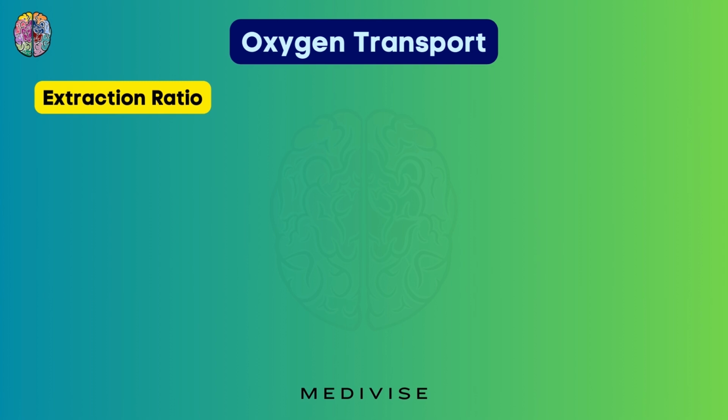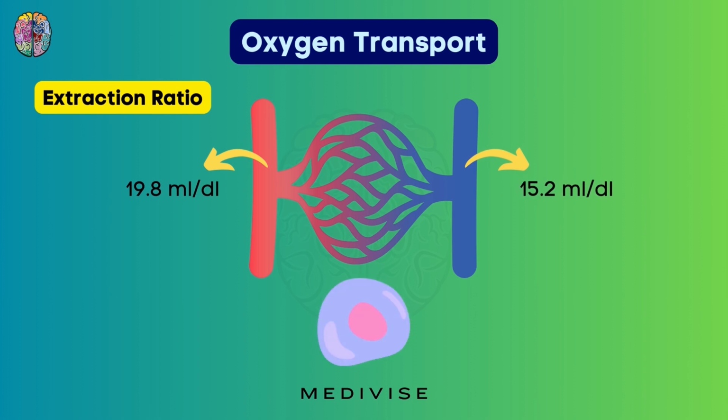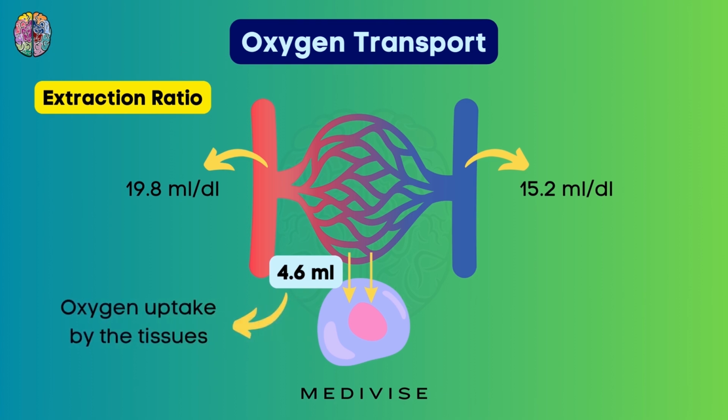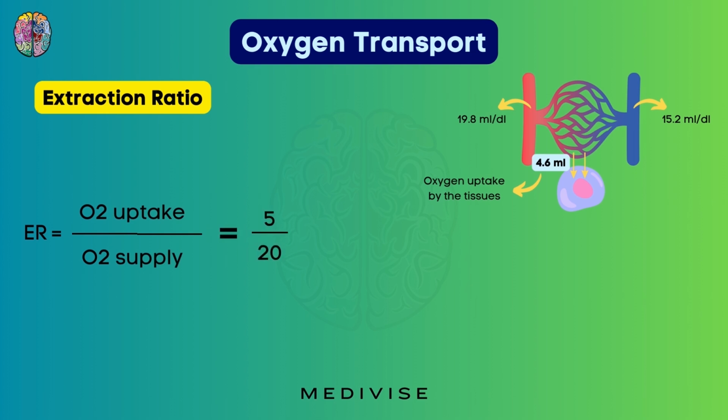Now let's try to understand what is this extraction ratio. In this figure, we know that 19.8 ml per deciliter of oxygen is in the arterial blood and about 15.2 ml per deciliter is in the venous blood. If there is any tissue, can you tell me how much oxygen was extracted from the arterial blood? We subtract these two values and find out that 4.6 ml of oxygen was taken up by the tissues. Now the extraction ratio is the division of oxygen uptake by oxygen supply. Oxygen uptake here is about 5 ml and the oxygen supply is about 20 ml. Dividing these and multiplying by 100, we find out that the extraction ratio is 25%.